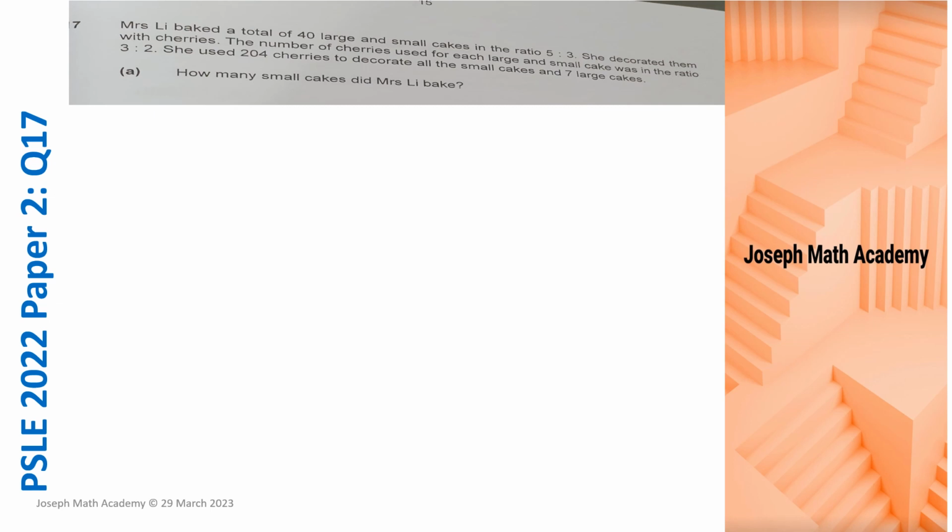Let's do something after reading the first sentence. I'm going to write the number of cakes using ratio annotation. So the number of cakes are presented in this manner, large to small to total. So the large cakes, 5 units, the small cakes, 3 units. Of course, the total should be 8 units.